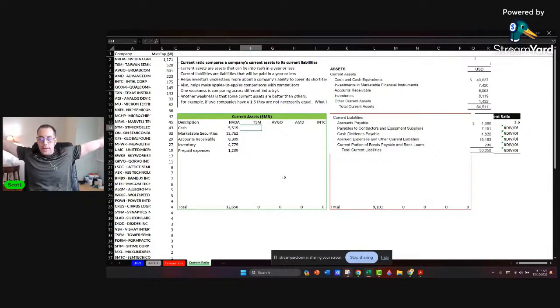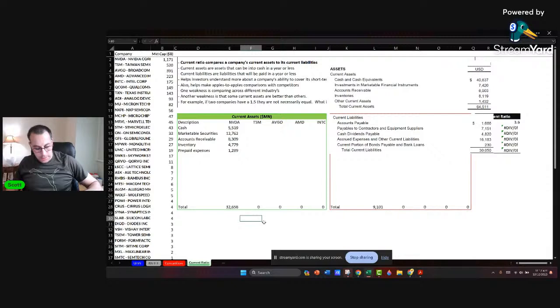Taiwan Semiconductor. This is the largest semiconductor foundry in the world. 4637, ton of cash. Investments in marketable securities. I think that's the same. You can say it's marketable securities. It's pretty much the same thing. But if you're not sure, you can just create a new line.